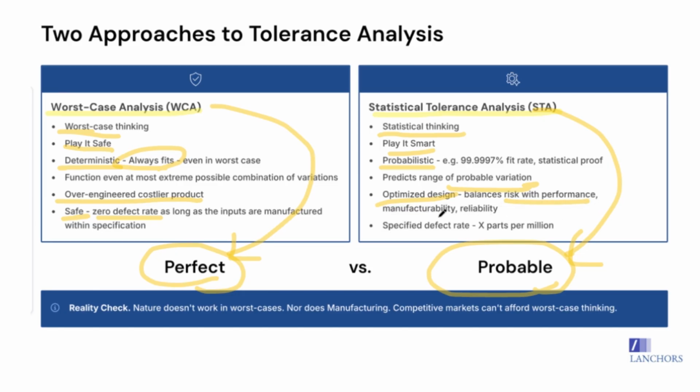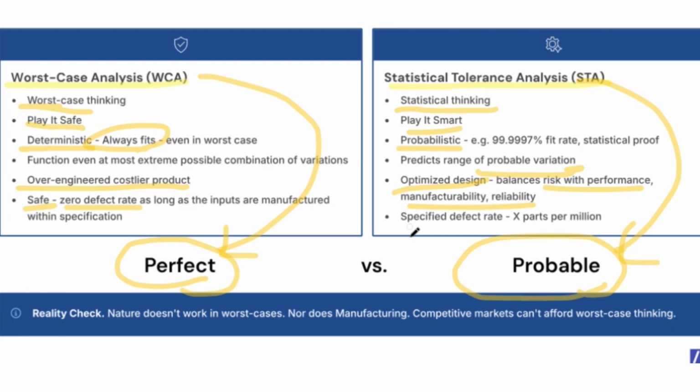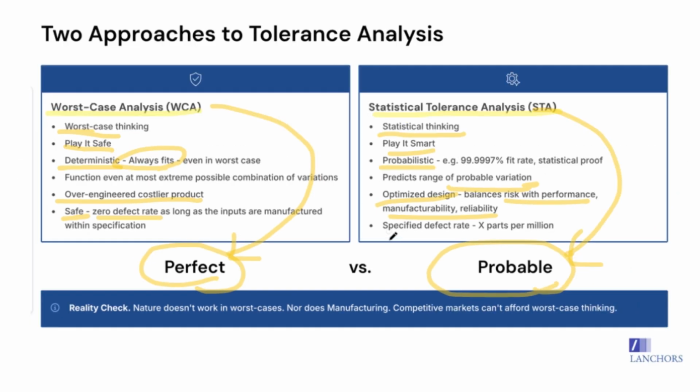It balances risk with performance, manufacturability, and reliability. So that is the core benefit of a statistical method. You don't want to design for no risk. Realistically, you should always accept some risk. You have to balance the risk with performance, manufacturability, and reliability, and this is how a statistical method basically has evolved to help us have smarter design and manufacturing processes.